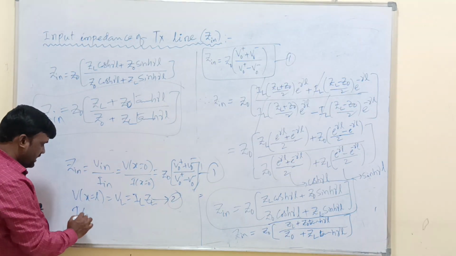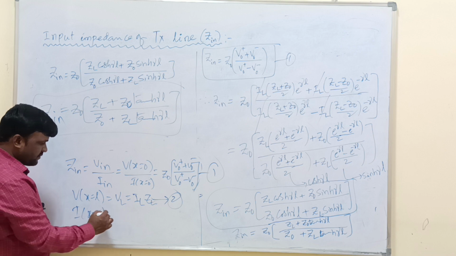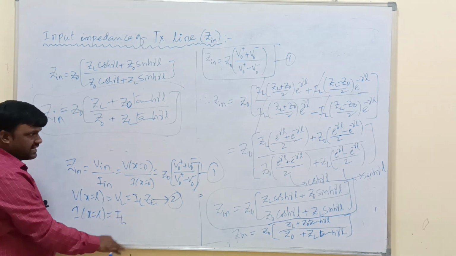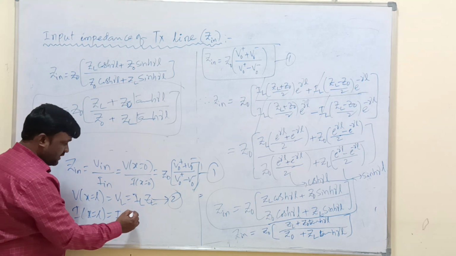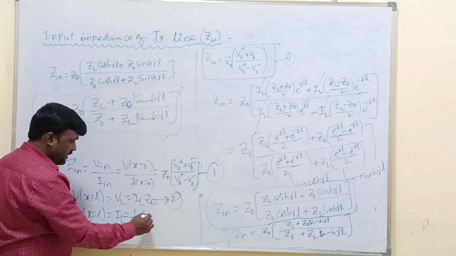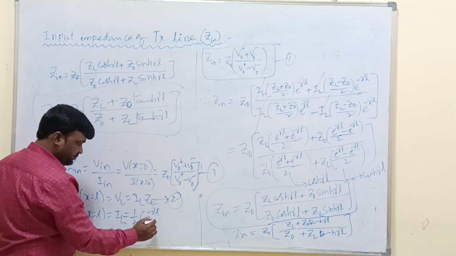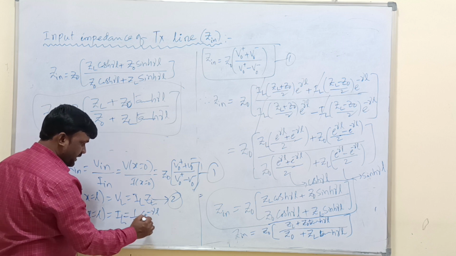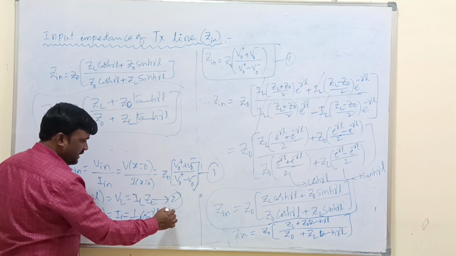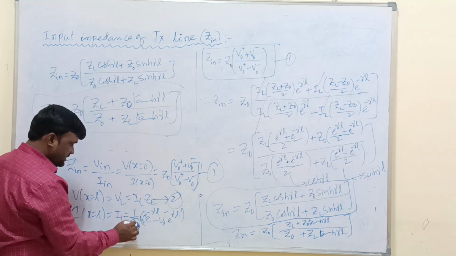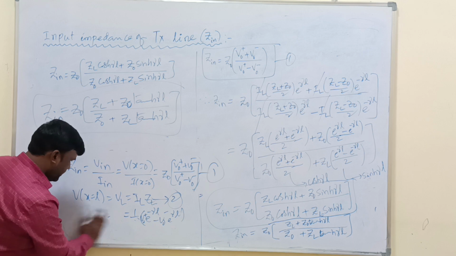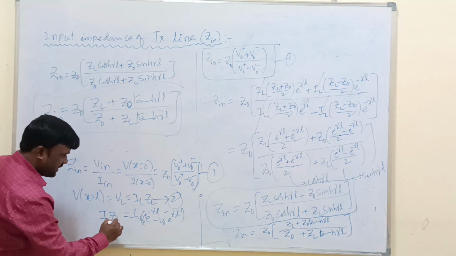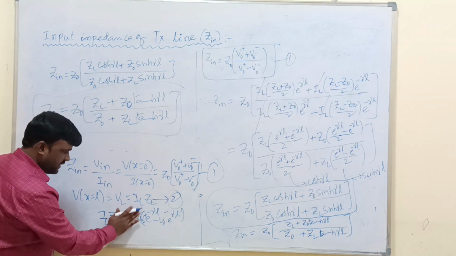And similarly, I of x equal to L. By substituting this, we will get IL. That means at x equal to L, we will get what? I as IL. That is nothing but what? 1 by Z naught e to the power minus gamma L V naught plus e to the power minus gamma L minus V naught minus e to the power gamma L. Here we can send this Z naught to this side. We will get IL into Z naught like this.